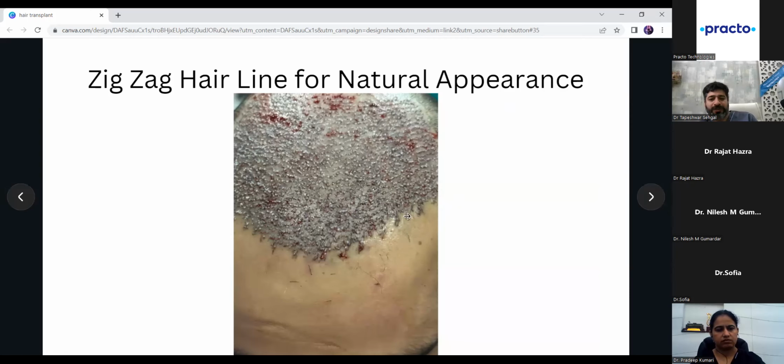Now, in the transplantation, you can say we have put a few hairs to make it zigzag, to make it look natural.